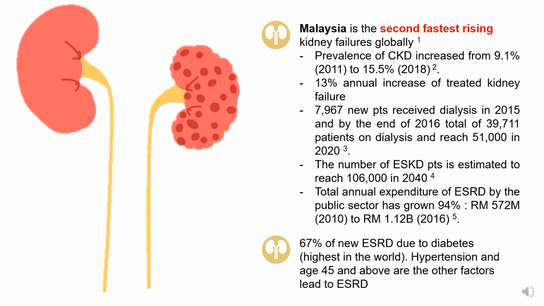If the present trend continues unchecked, the number of end-stage kidney disease patients is estimated to reach 106,000 in 2040. This burden will cost the healthcare system, as it was reported that the total annual expenditure on end-stage renal disease by the public sector has doubled within a span of 7 years, from 572 million in 2010 to 1.12 billion in 2016.